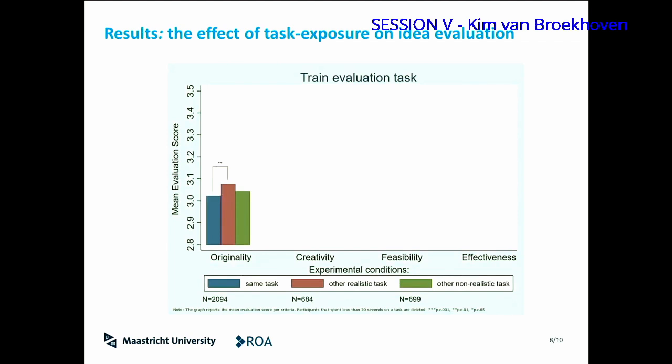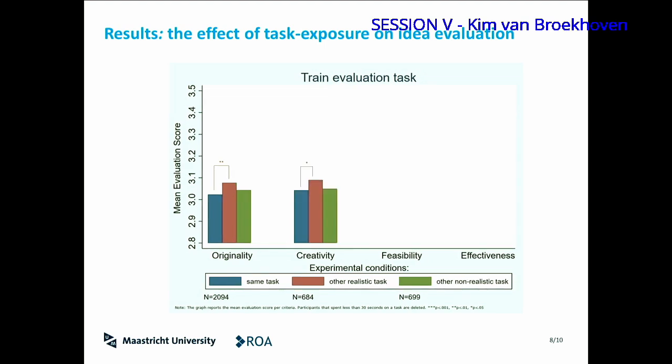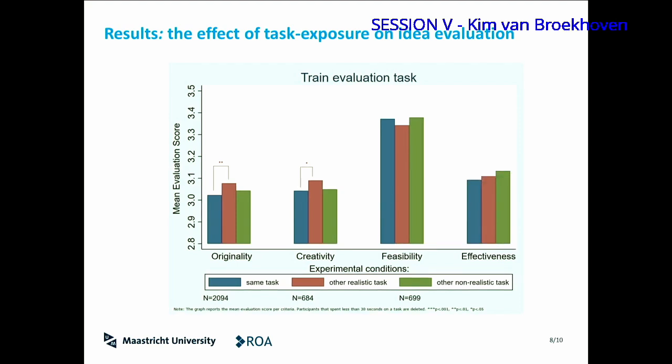So what do we see? We see that there is a significant difference between participants who generated ideas for the same task compared to those participants who generated ideas for another realistic task, which means that the participants in the same task are a bit critical and rated the ideas lower on their originality. So those were the participants who were actually involved in the idea generation process. Think, for example, about managers being involved in the generation process before rating. Then we see the same pattern for creativity. We don't see anything for feasibility and also not for effectiveness.